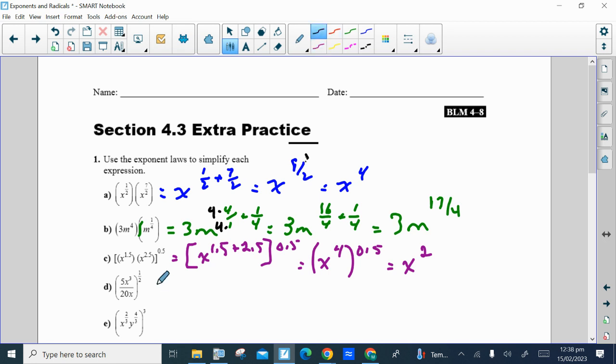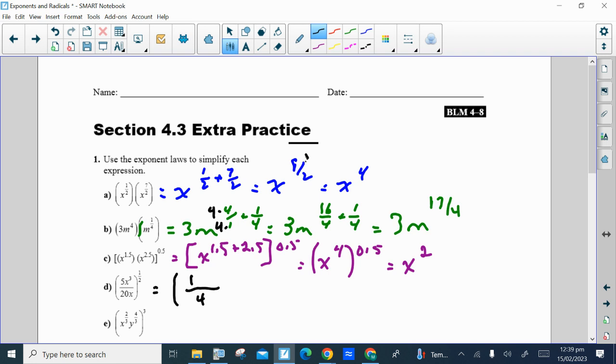Okay, question D. I would simplify inside the big brackets. All right. Now you cannot divide 5 by 20. However, you can consider that to be a fraction 5 over 20, which can be reduced. You can divide both the 5 and the 20 by 5. And that'll leave you with a 1 on top and a 4 on the bottom.